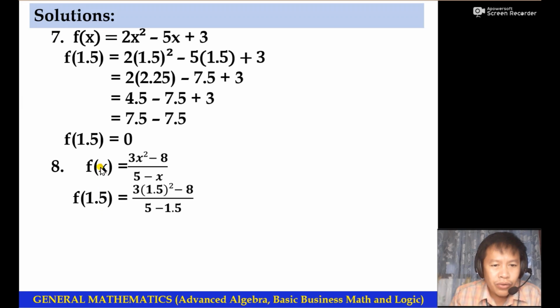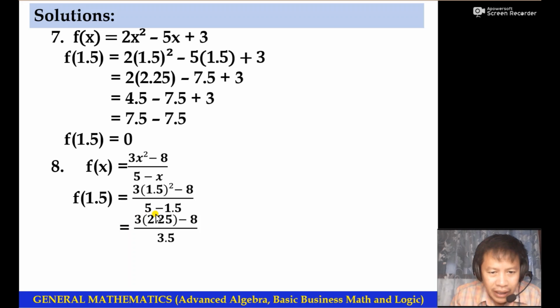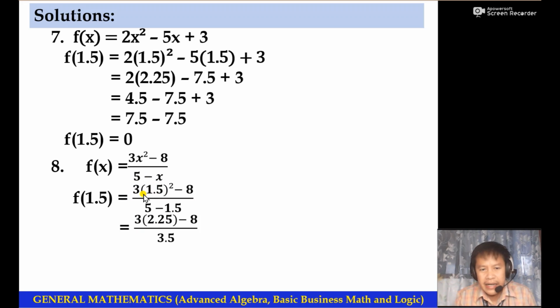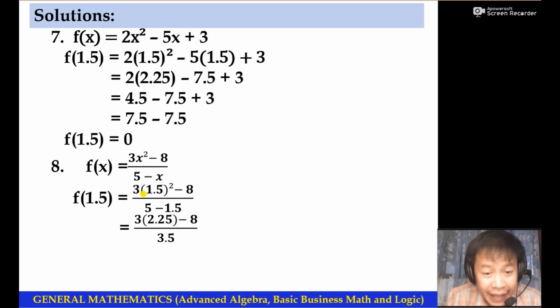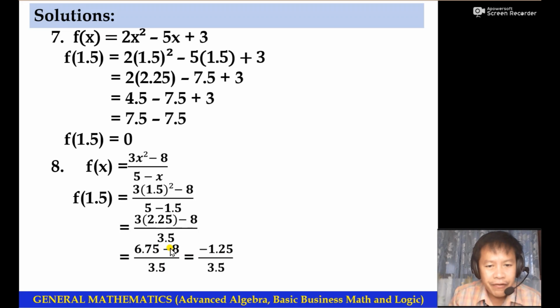Okay, if x is equal to 1.5, what is the value of y? f of 1.5 is equal to 3 times (1.5) squared minus 8, and the denominator would be 5 minus 1.5. 1.5 raised to 2 is 2.25. Times 3, what is the result? Okay, you are going to simplify the expression gradually. Or if you have the scientific calculator, you can remove the unnecessary solution. Okay, multiply this 3 times 2.25. What is the result? 6.75. And this is it. 6.75 minus 8, and that is divided by 3.5.